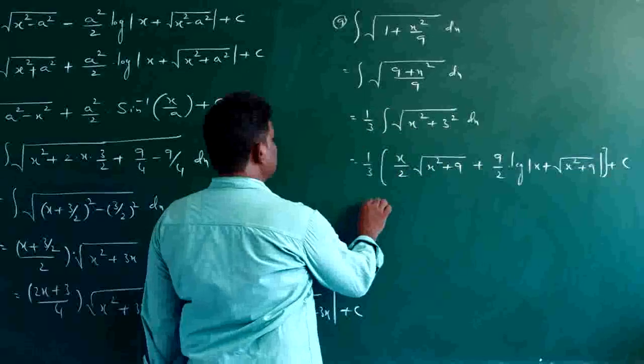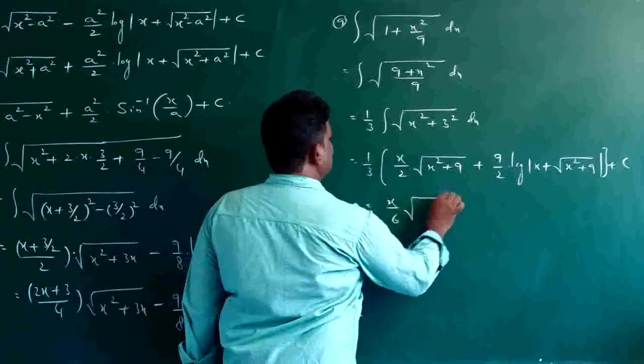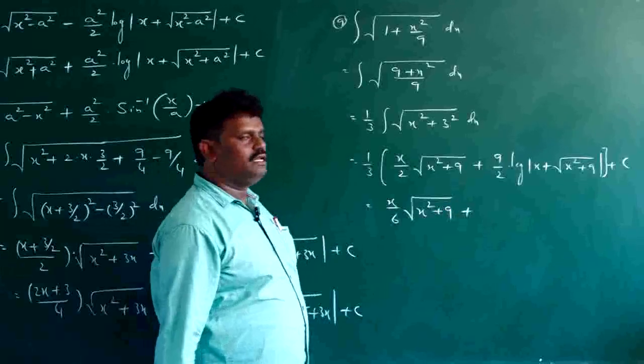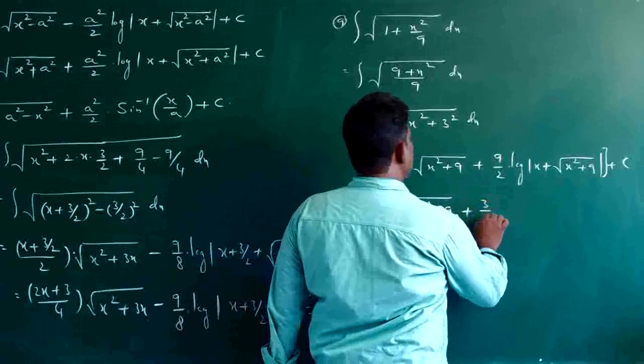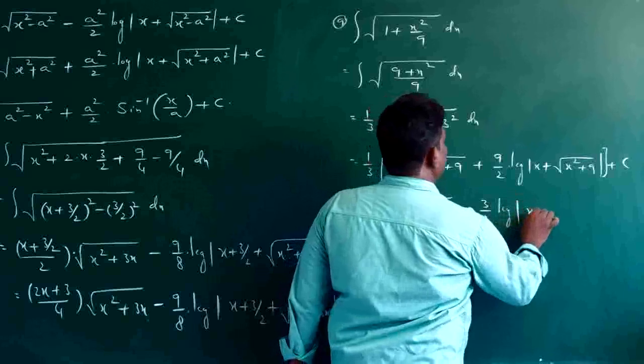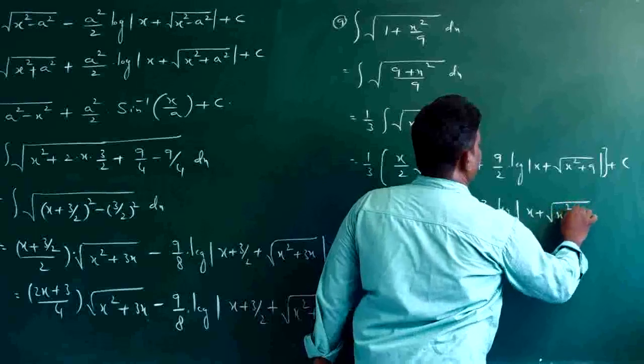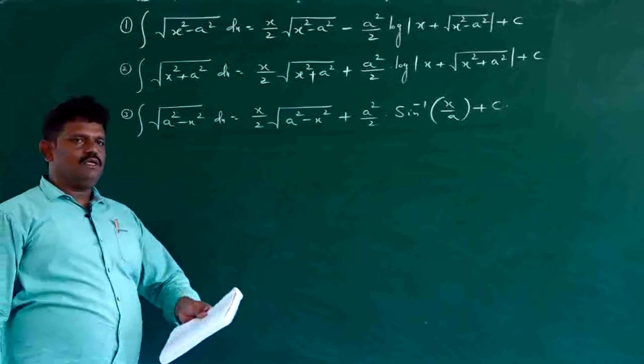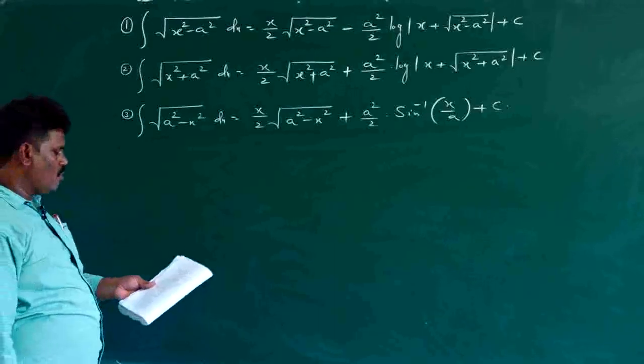Now see, that is equal to x/6 square root of x² + 9 plus, the 3 ones are 3, so 3/2 log of x + square root of x² + 9 plus c value. Right, Sima? So the exercise questions are over. Next, objective bits are given.